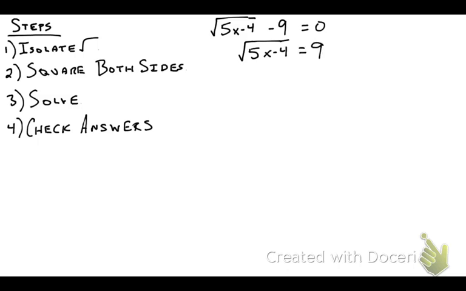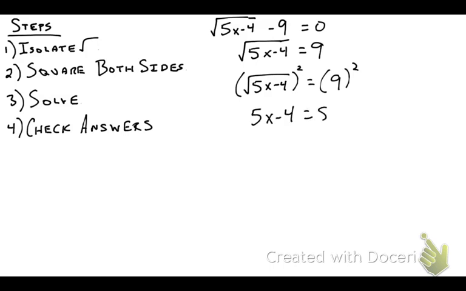Now it's just like the problems we did earlier. We need to square both sides. The square root of 5x minus 4 squared should equal 9 squared. When you square both sides, you get 5x minus 4 equals 81. Now we're just solving a one variable equation. Add 4 to both sides. So 5x equals 85. Divide both sides by 5. X equals 17. But we have to check.